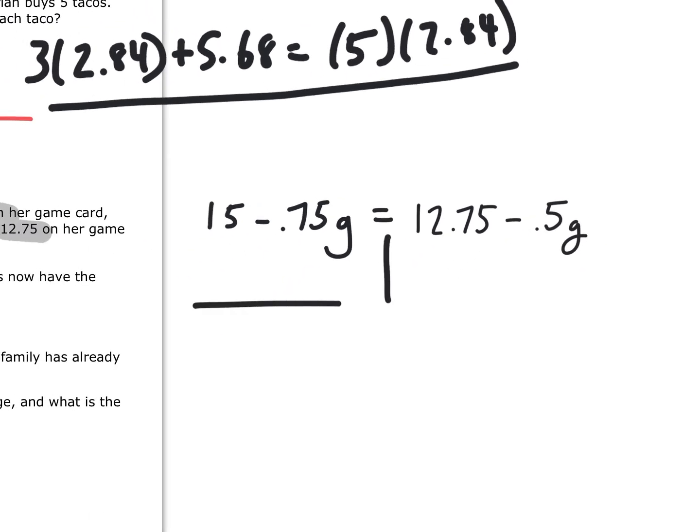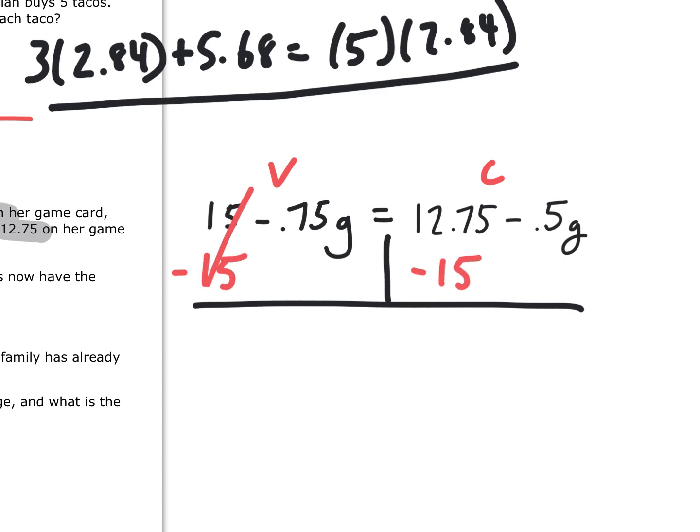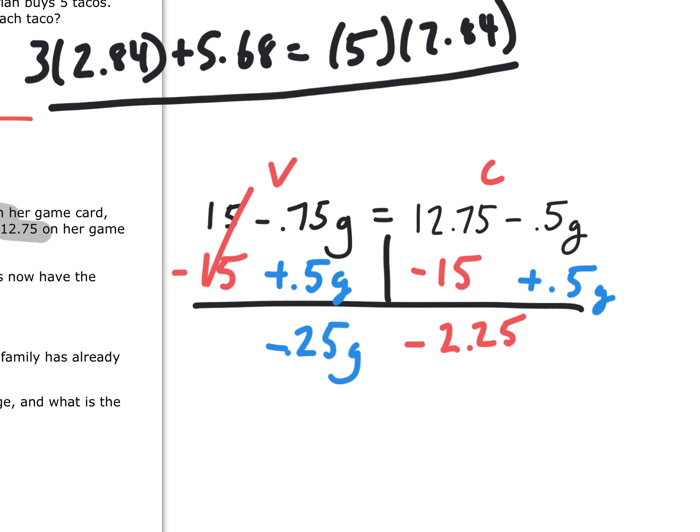And the process is the same. Let's move the variables to this side. Let's move the constants to this side. Minus 15, minus 15. Okay, that's gone. 12.75 minus 15 is negative 2.25. And if I add 0.5g plus 0.5g, I get negative 0.25g. And then lastly, I divide.